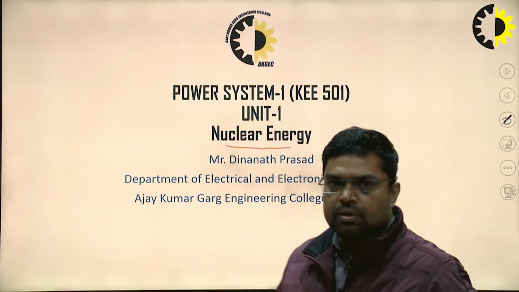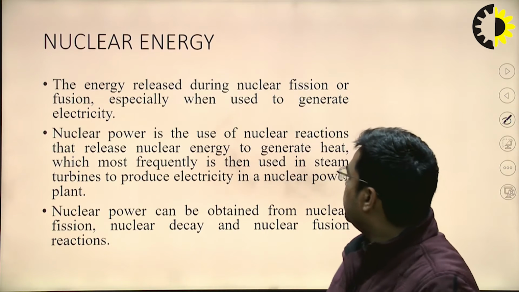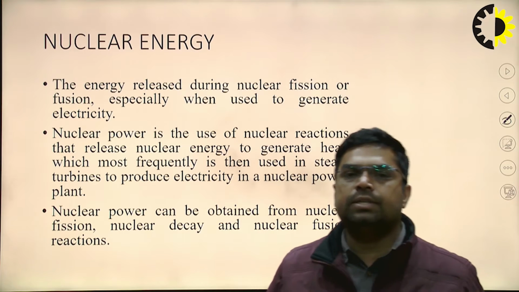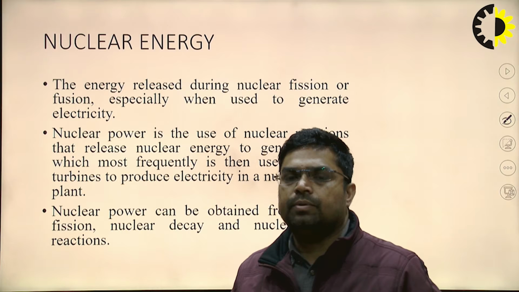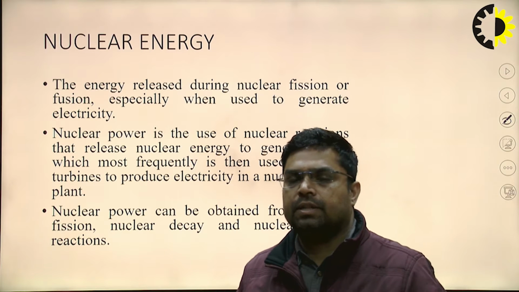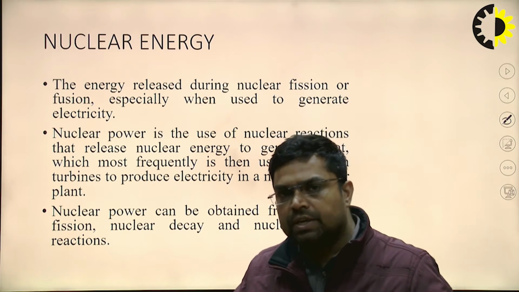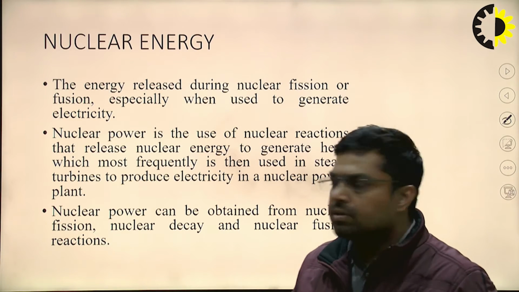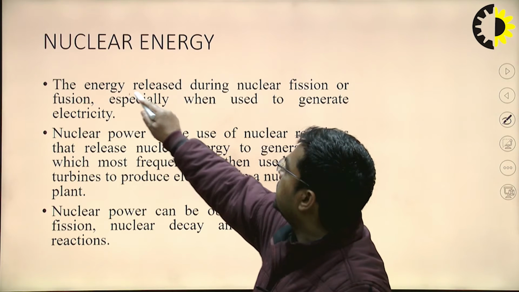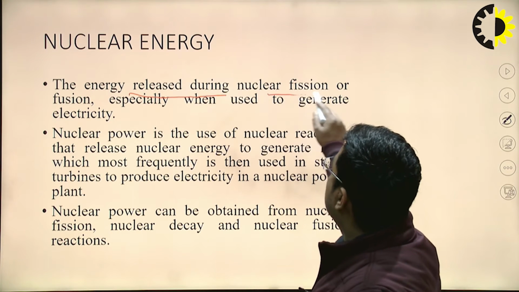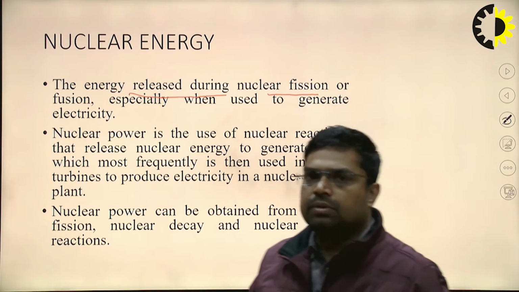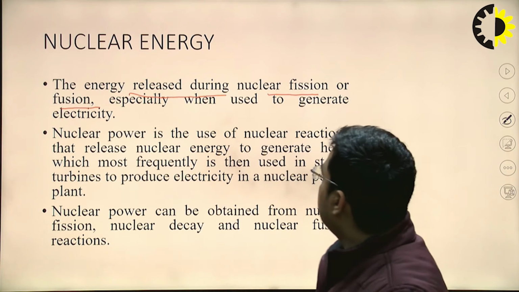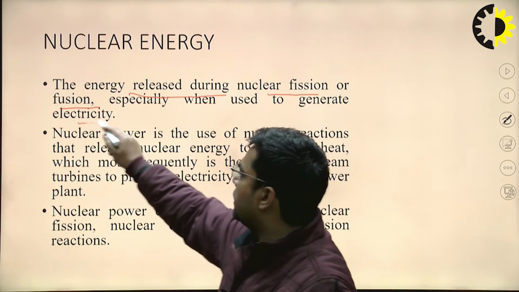So coming to this topic, first of all, we have to understand what nuclear energy is, how nuclear power can be utilized for generating electrical energy, and how to generate electricity from nuclear energy. Basically, nuclear energy is defined as the energy which is released during two processes, either nuclear fission reactions or nuclear fusion reactions, which is used to generate electricity.